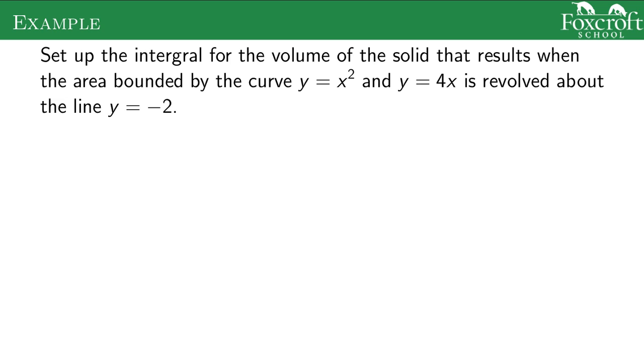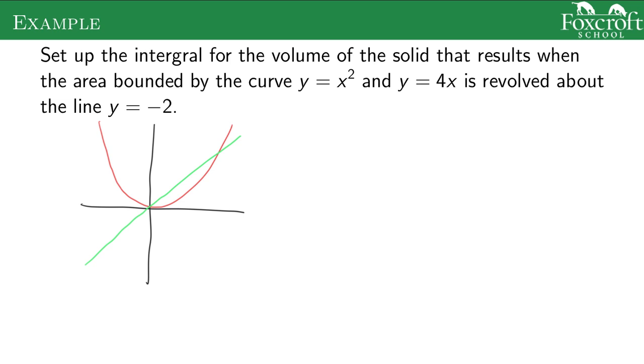All right, so this one we have y equals x squared, y equals 4x, and then y equals -2. So let's try to graph this. y equals x squared is our parabola. y equals 4x is a line. And y equals -2. I'm guessing that's where those two things are already crossing, but let's just double check. Oh, no, they actually don't cross at -2.